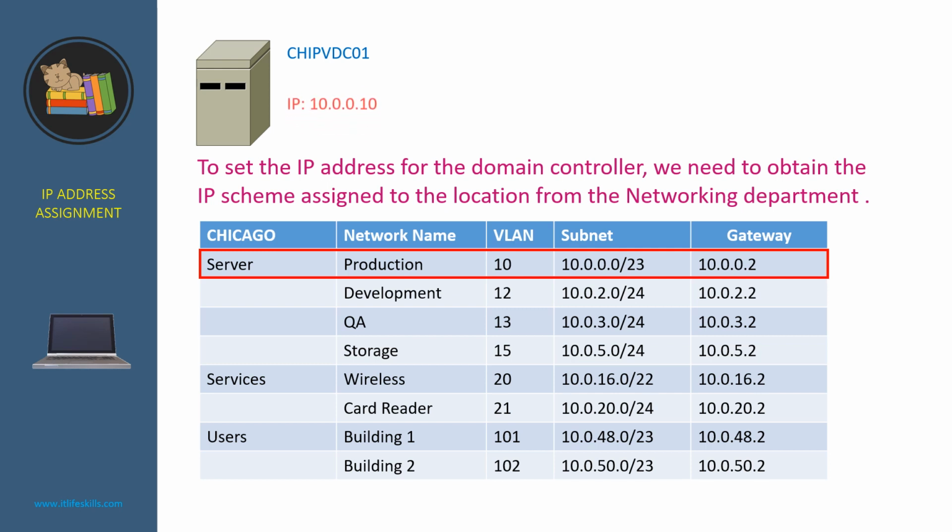For example, we assign the IP address for the domain controller as 10.0.0.10. And we know that the /23 subnet mask is 255.255.254.0. And finally, the gateway is 10.0.0.2.